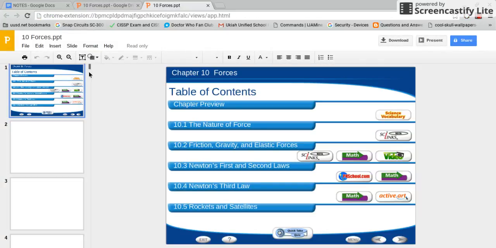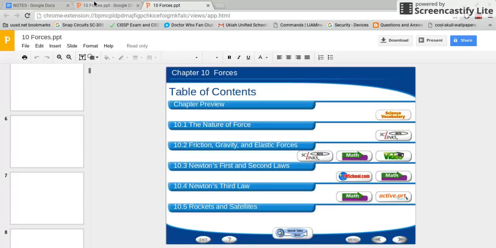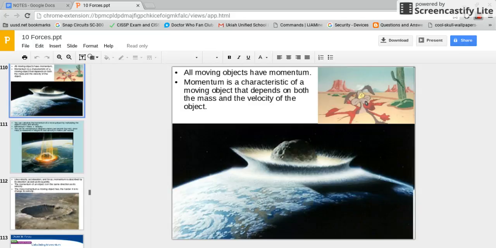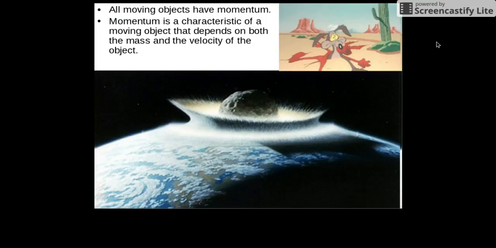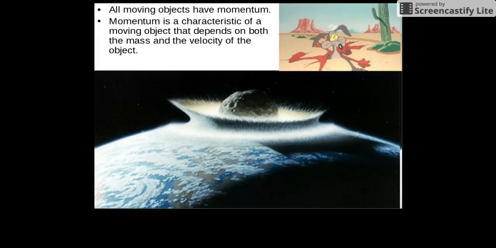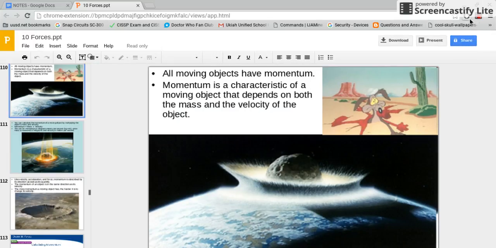What does that mean? Does it mean that the bigger the object and the faster? If I threw this at 1 meter per second and I shot this out of a cannon at 1,000 meters per second, which one has more momentum? The cannon one, because it's going faster.